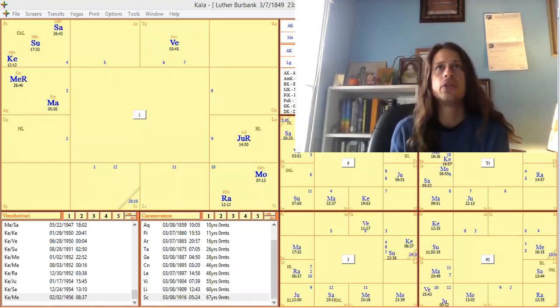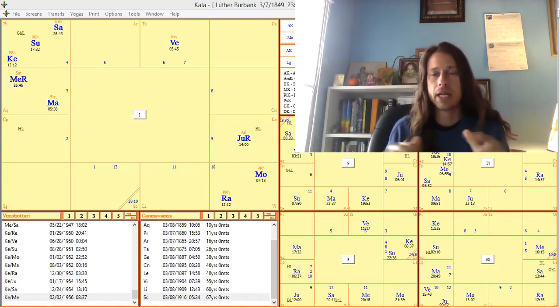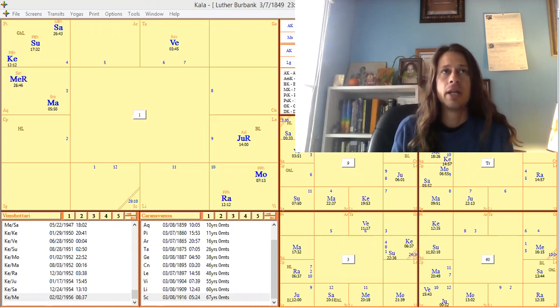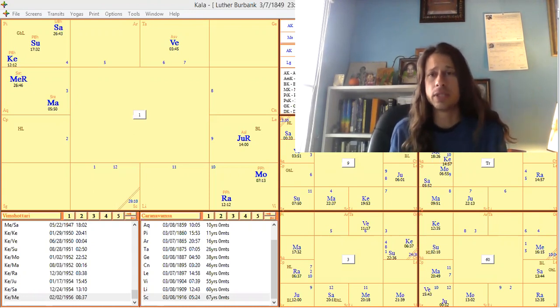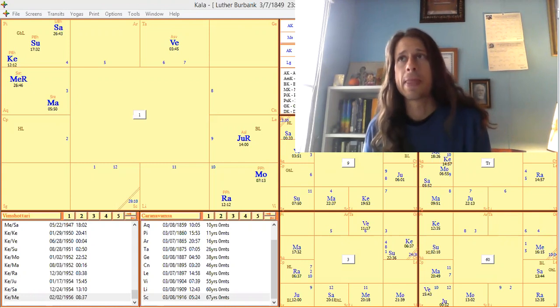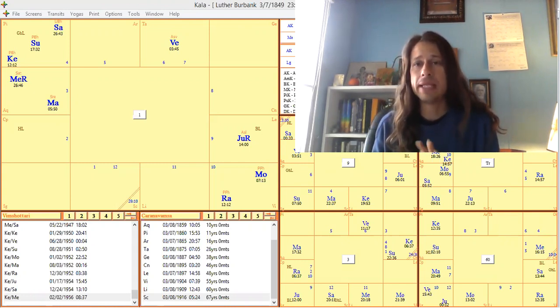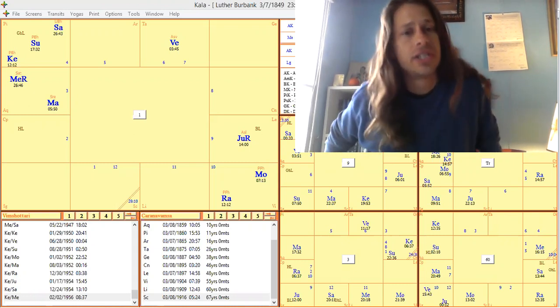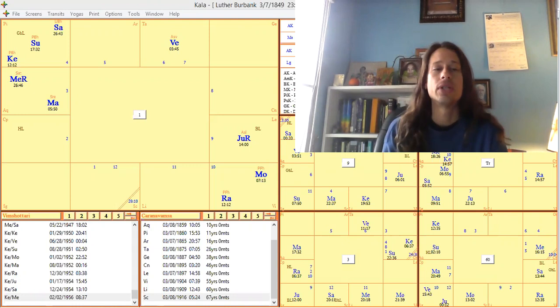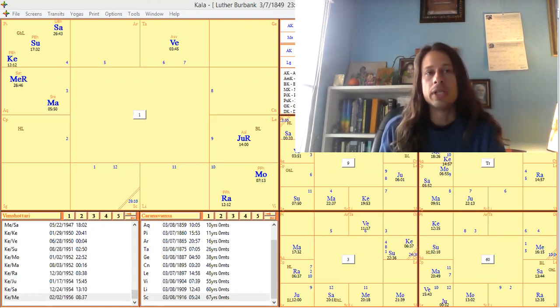Okay, so when it comes to one of the most fundamental baseline techniques for determining a lot of the psychological issues one's going to have, a lot of your baseline psychological indications or complexes or pathologies, the whole chart's going to show all of that, but one really strong technique for seeing a foundation of that is the placement of Rahu and Ketu and their nakshatra placements.